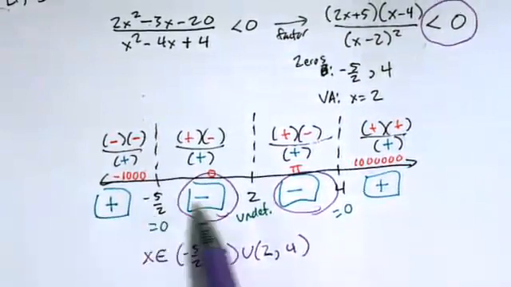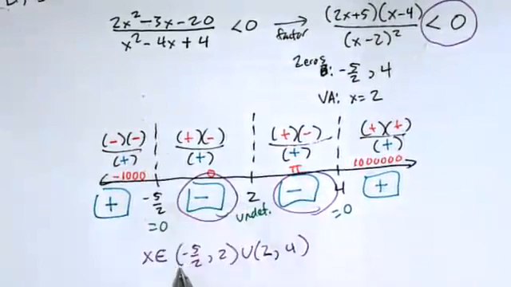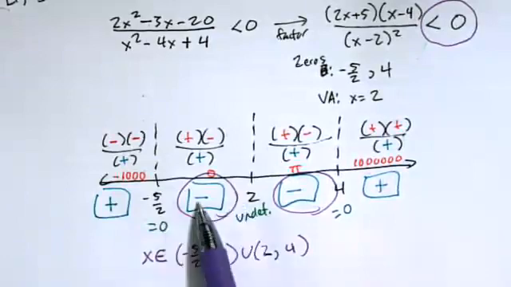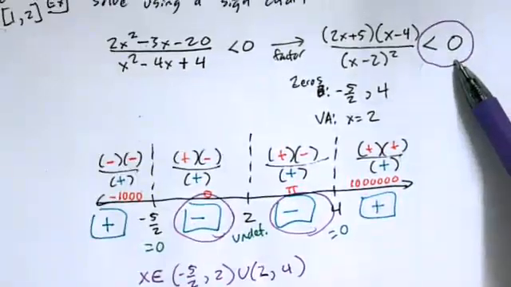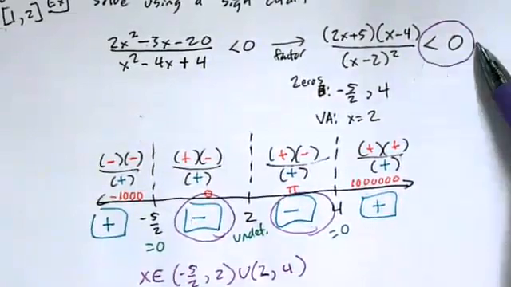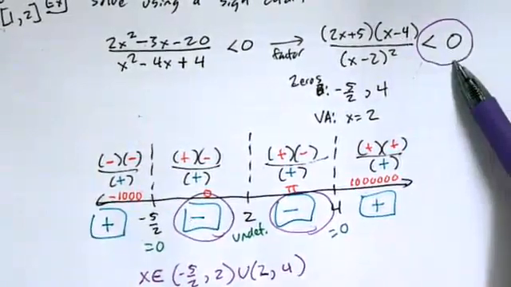So this region is from -5/2 to 2, right? We're not including the 2 because I got a parenthesis around it. We're including the negative region because our original inequality was less than 0. Because of the less than 0, we wanted the negative regions, all of the negative regions.